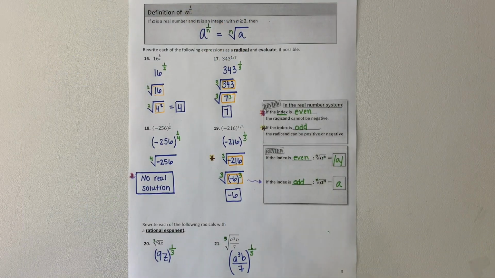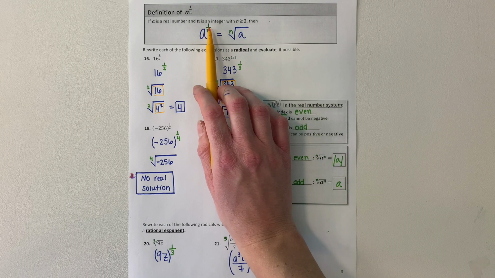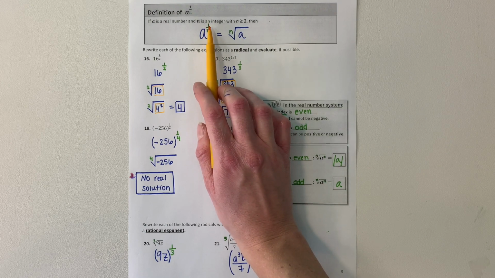Now, we've seen how to rewrite fractional exponents as a radical, but only fractional exponents where the numerator is a 1. What if you have a fractional exponent where the numerator is not 1?